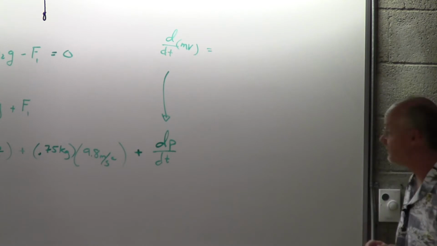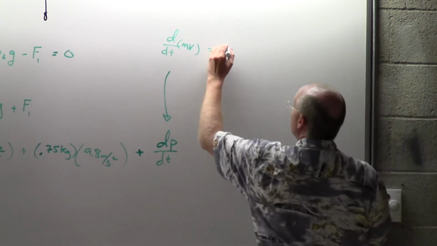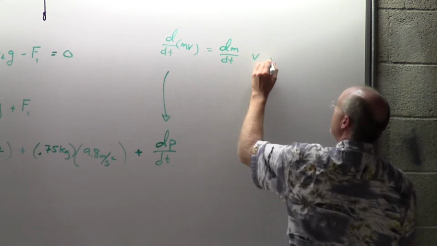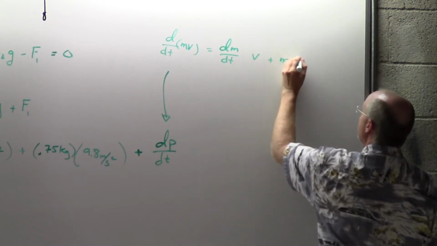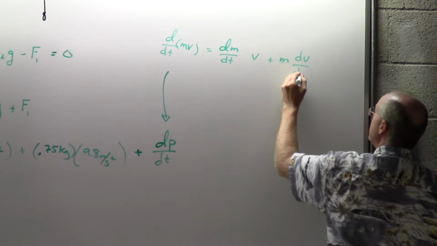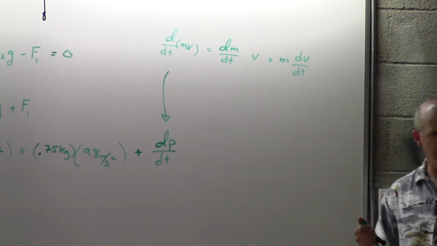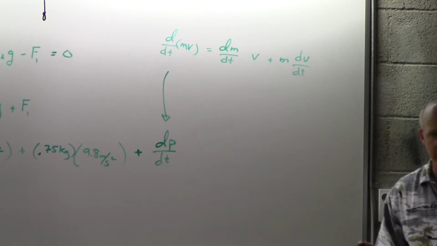Watch this step. dm/dt times v plus m dv/dt. I mean, what did I do there? Right, I just took a derivative with the product rule, right?